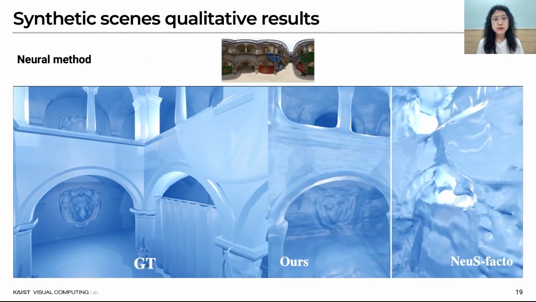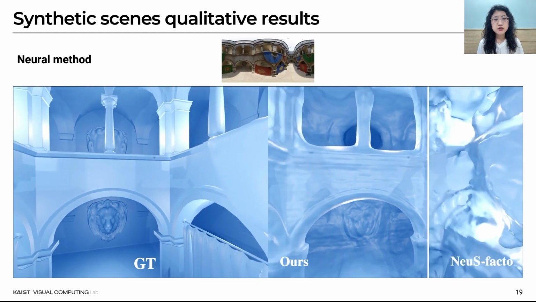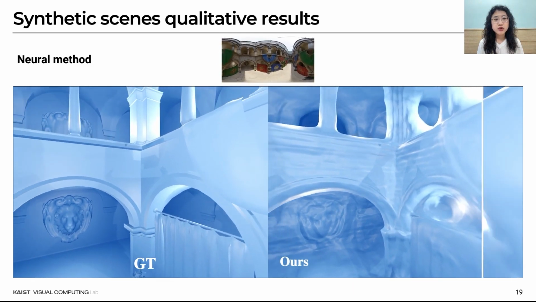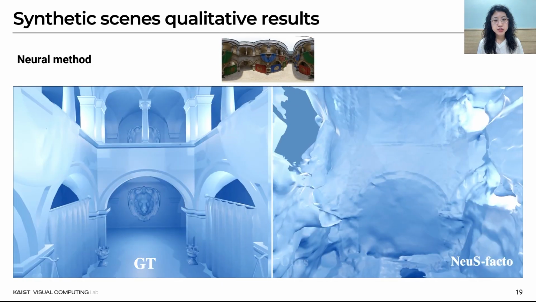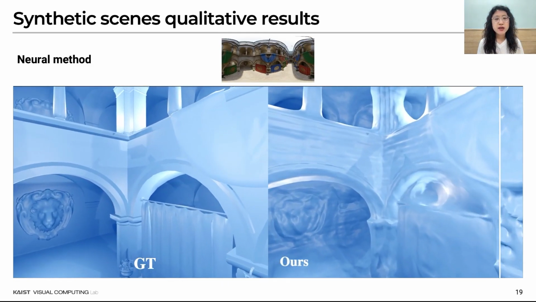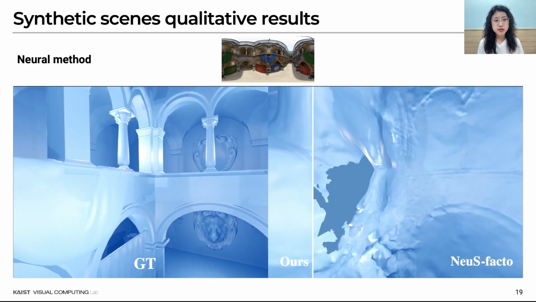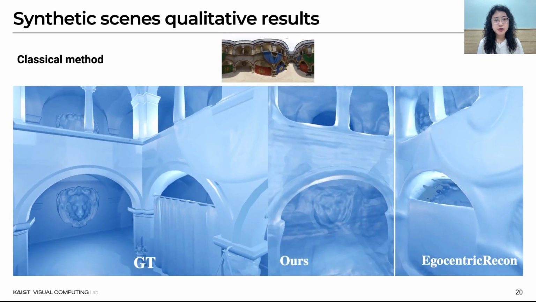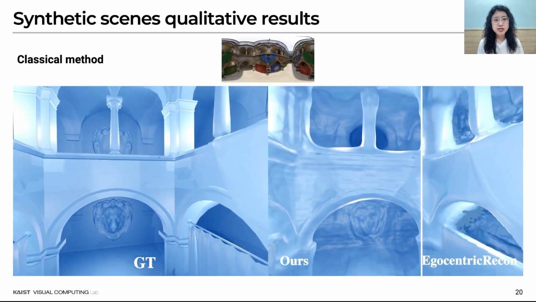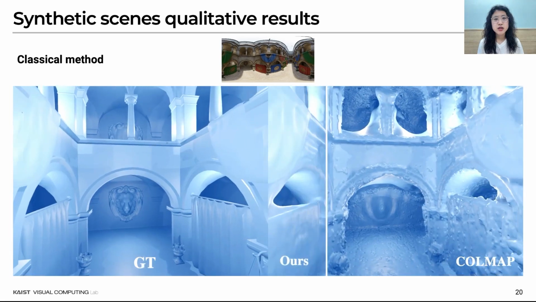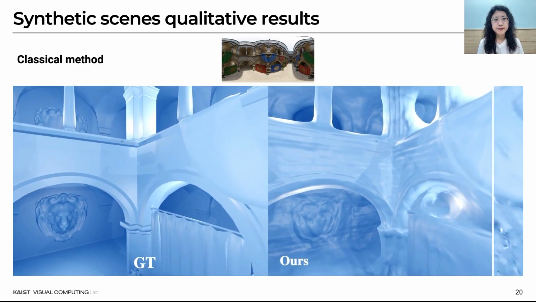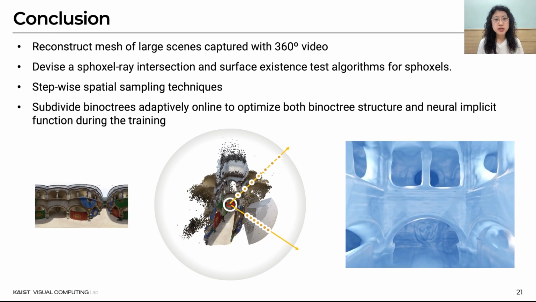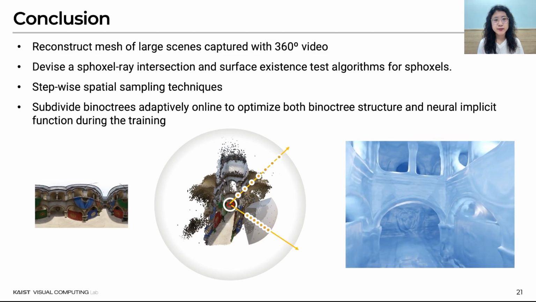We show the strengths of our method over classical methods and neural methods qualitatively with the rendered mesh. This video shows that our method reconstructs the geometry more accurately and with higher fidelity details than other neural methods. Compared to the mesh reconstructed with the classical methods, our method reconstructs as accurately, with smoother and more expressive surfaces. In conclusion, we reconstructed a mesh of a large scene captured with 360-degree videos.